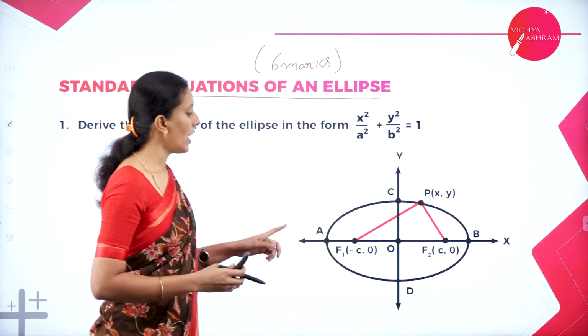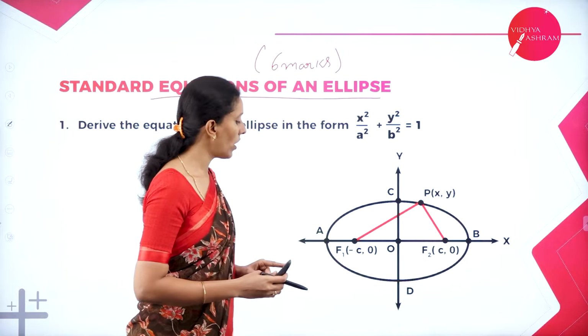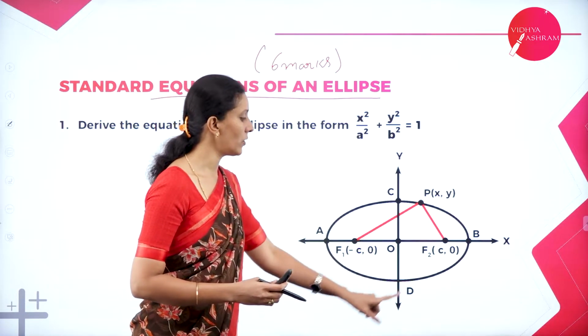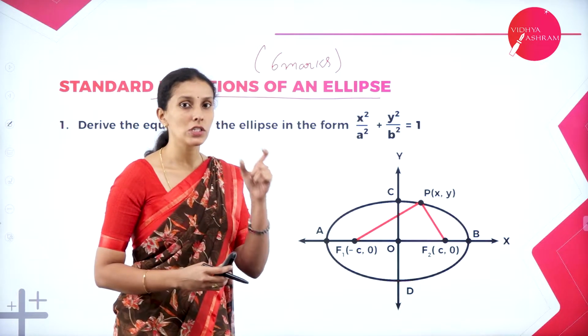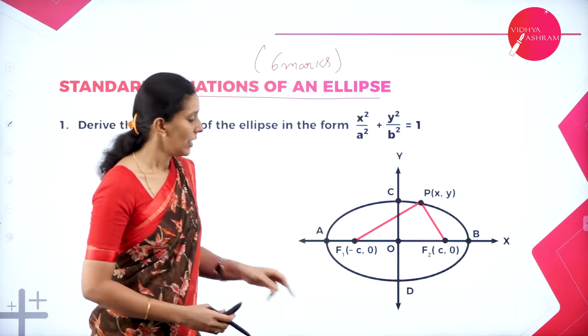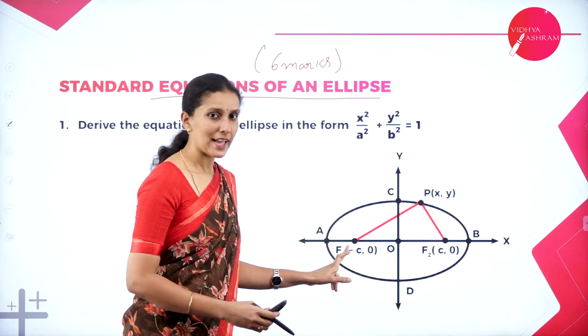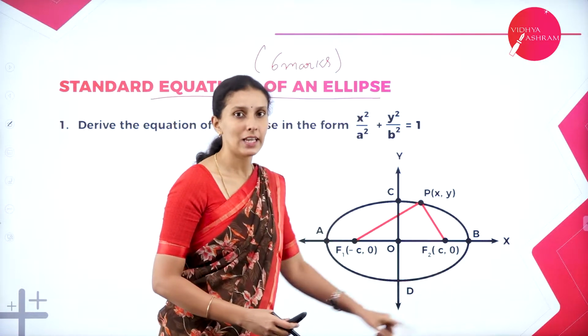What is that? Now, consider the foci F1 and F2 whose coordinates are minus c comma 0 and c comma 0. Why is it taken as minus c comma 0? Because the distance between the foci from the center is always c. Since it is on the negative side of the x-axis, we write it as minus c comma 0, and for this we take c comma 0.